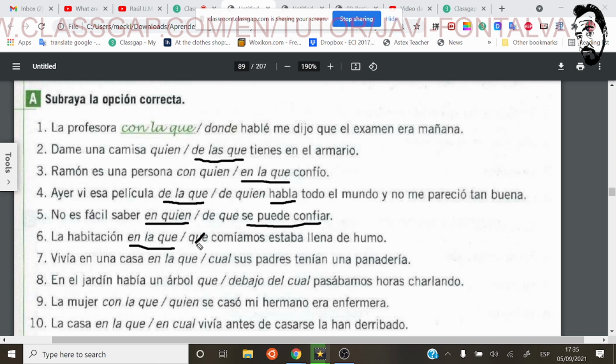Ocho. Yes, ocho. En el jardín había un árbol. So in the garden, pasábamos horas. So you have two options. Que on the watchers debajo del cual.